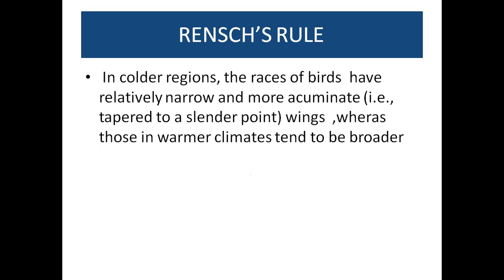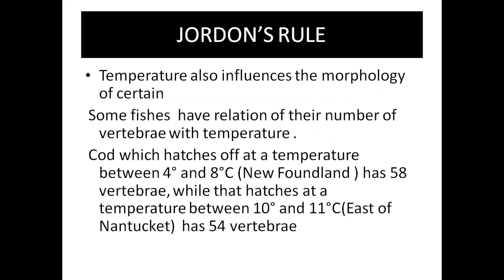Rensch's rule. In colder regions, the races of the bird have relatively narrow and more acuminate, means tapered to a slender point, wings, whereas those in warmer climate tend to have broader wings.